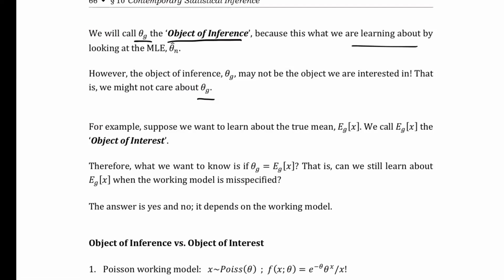And that happens when our working model is not our true model. So when we want to learn about the true mean, I want to learn about the mean of the unknown distribution. That's what this is. Then we call that thing the object of interest. And what I would like is for the object of inference to be the object of interest. And sometimes they align, sometimes they don't.